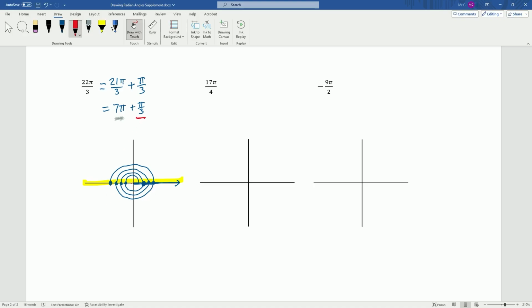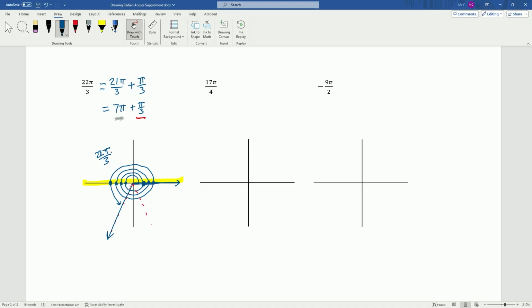So now I'm going to look at the next π and divide it into thirds. And I'm just going to draw that little extra third there. And so this will be my terminal side for my angle. So altogether, this angle is 22π over 3.